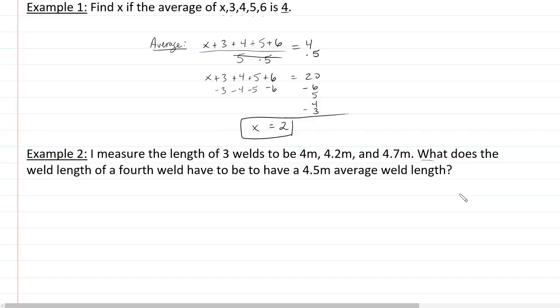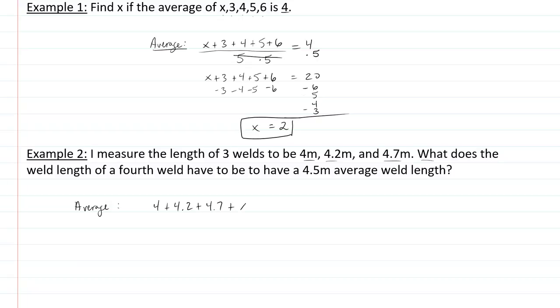I measured the length of 3 welds to be 4 meters, 4.2 meters, and 4.7 meters. What does the weld length of a 4th weld have to be to have a 4.5 meter average weld length? So the first thing we want to do is write down our average formula. And that's going to be the sum of the 4 welds. So it's going to be 4 plus 4.2 plus 4.7 plus x. And then this whole thing divided by the number of entries, so there are 4 entries, has to equal 4.5.